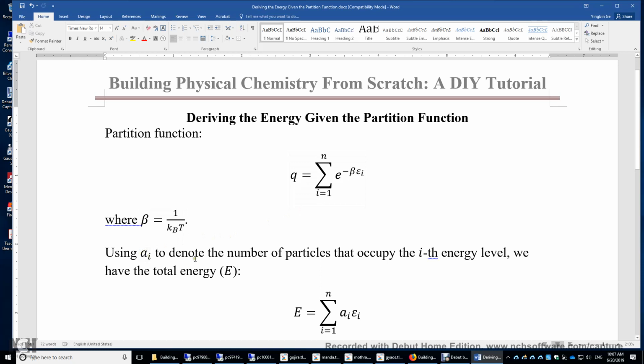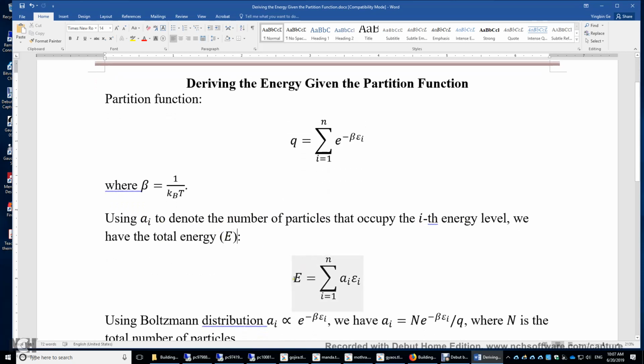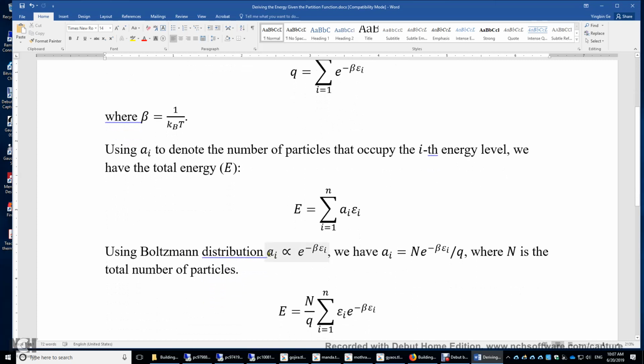Using A sub I to denote the number of particles that occupy the ith energy level, we have the expression of the total energy, E, equals the sum of A_I times epsilon I. Using Boltzmann's distribution, A_I is proportional to e to the power of negative beta epsilon I, and then we have A_I equals N, the total number of particles, times e to the power of negative beta epsilon I over Q. So this term is the probability of a particle occupying the ith energy level.